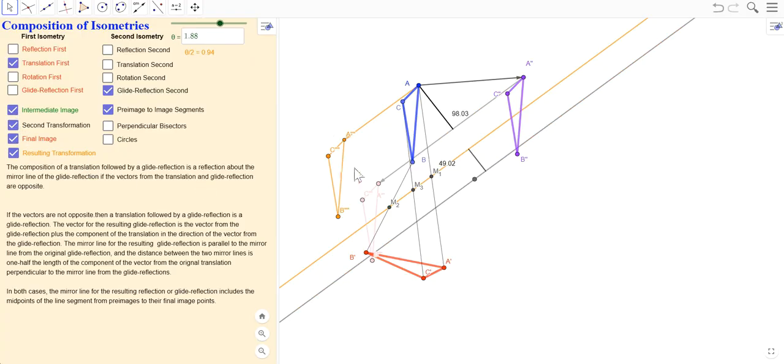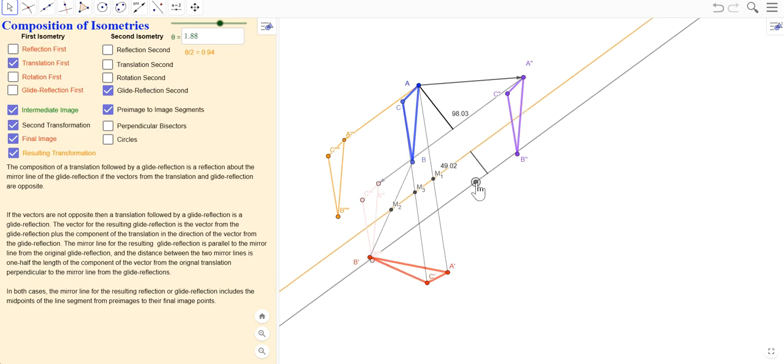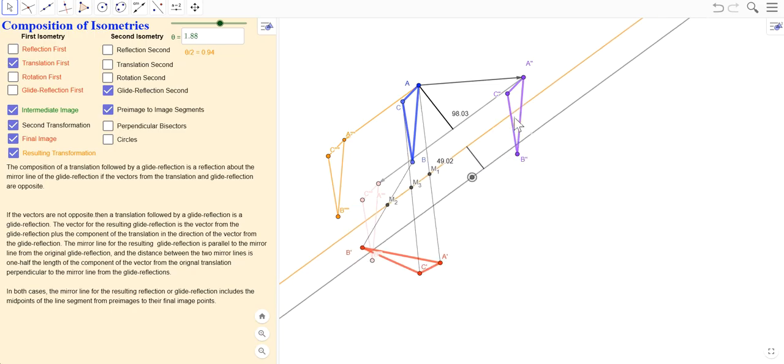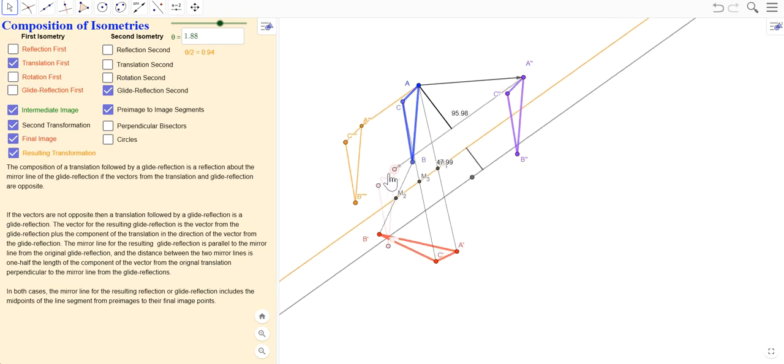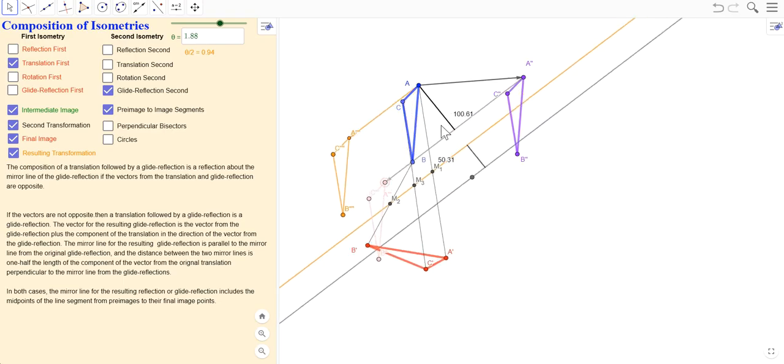Okay, what else can we see here? The distance between these two mirror lines, let's see, we've got a translation first. If we take that translation and resolve it into parallel and perpendicular components to the mirror line for the reflection part of the glide reflection, then, or components in the direction that's the same as in the direction of this vector, make it into components.